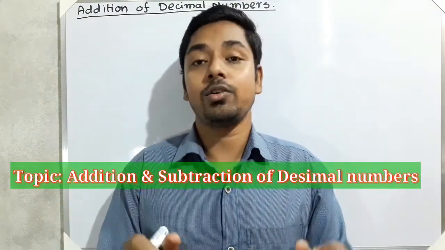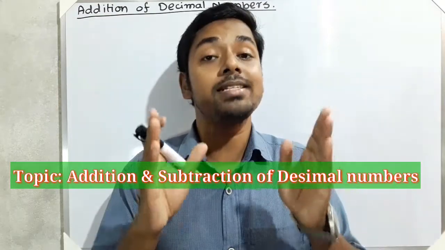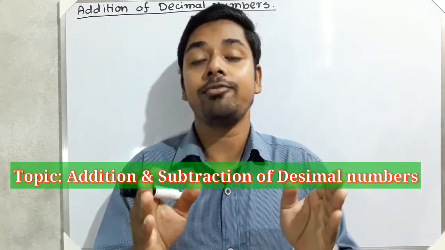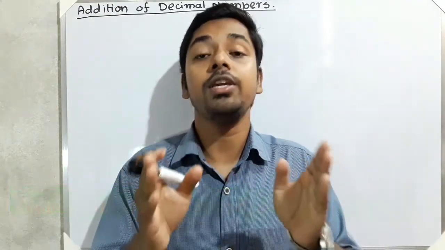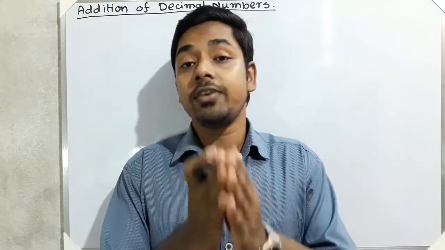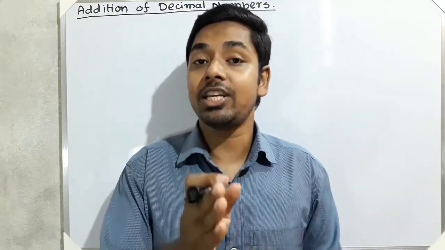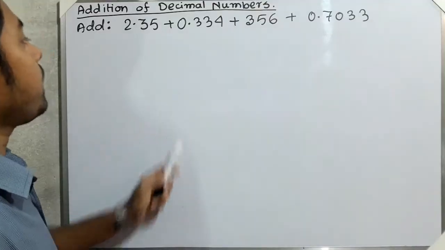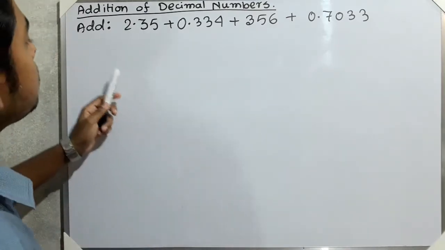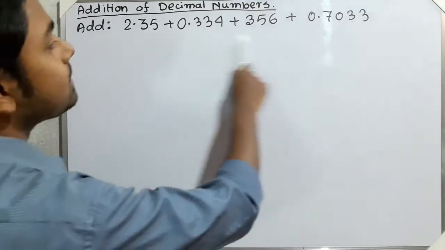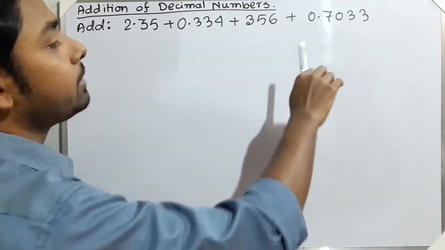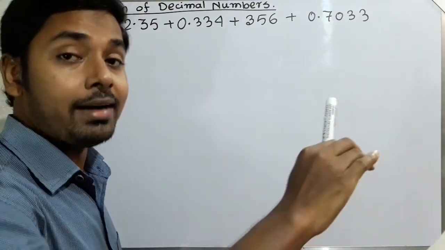But in this class we will talk about some common mistakes that you may make at the time of solving your questions. First of all we will start with the addition of decimals. We have taken a question: we have to add these decimal numbers.